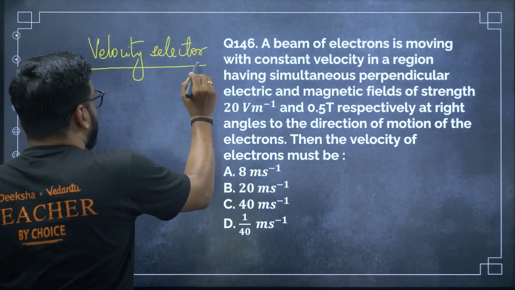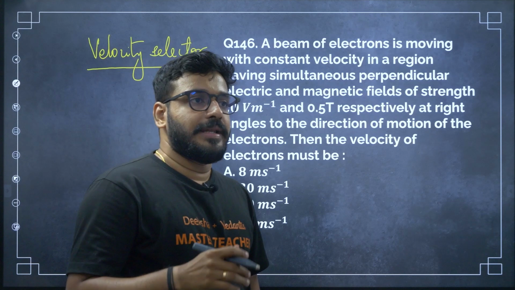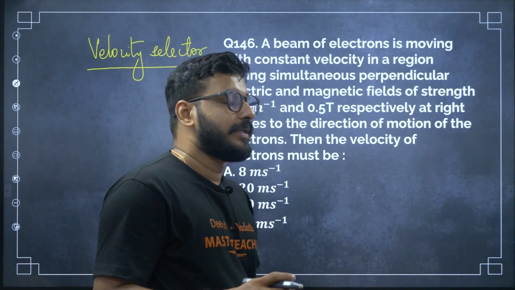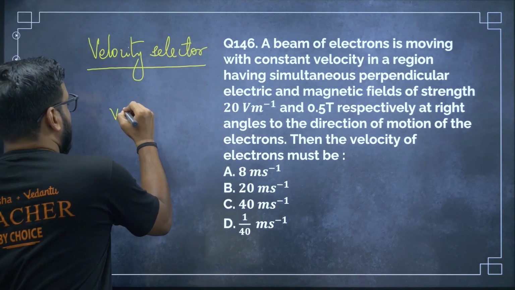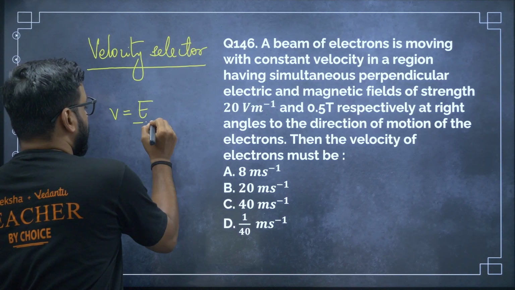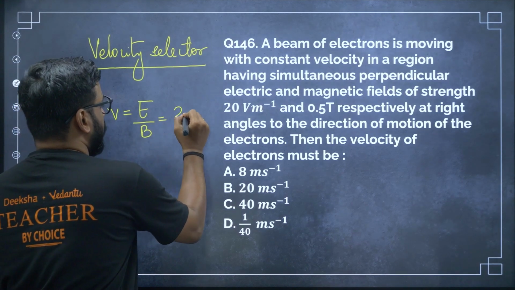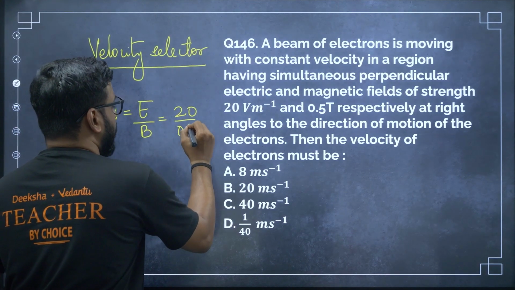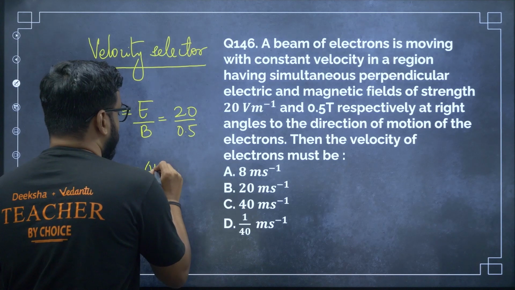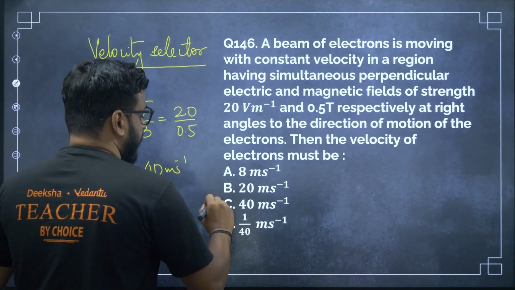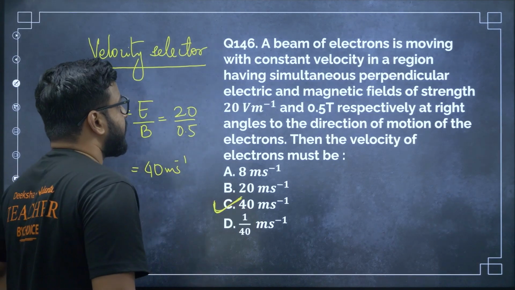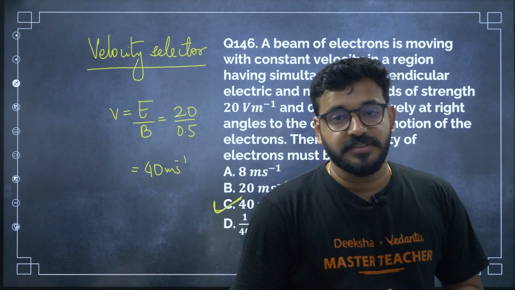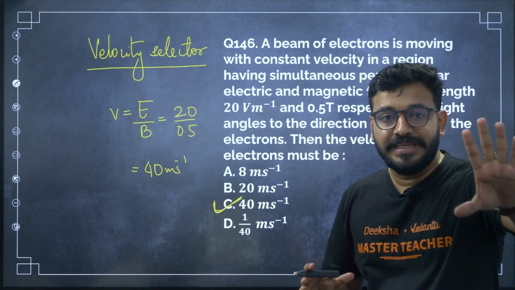We will have a constant velocity when electric field and magnetic field are perpendicular to each other, and that constant velocity value is given as the ratio E by B, that is 20 divided by 0.5 in this case, which is 40 meter per second. The correct answer is option C. Velocity selector is actually a very simple concept. You just have to look for the keywords.